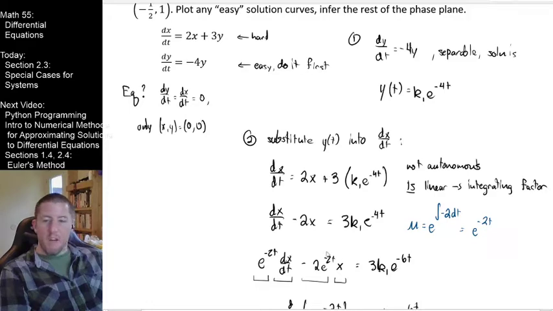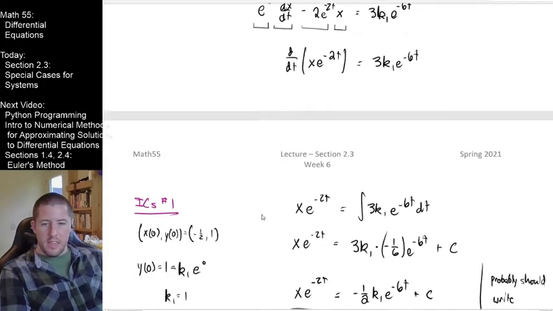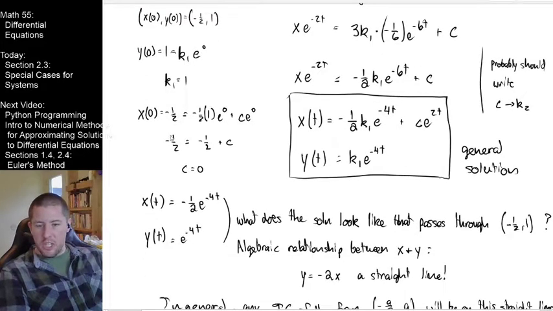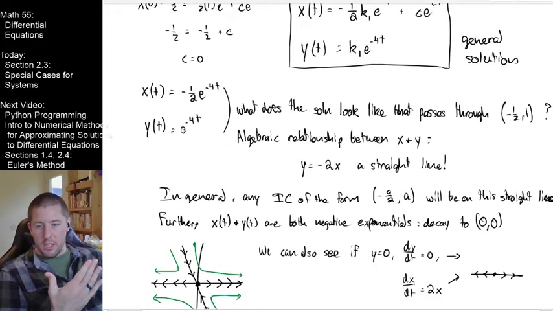You're always going to end up with solving a linear differential equation for your second solution right there, getting our general solution with two unknown parameters. If I was being smart, I would have called them K1 and K2. Given any initial condition, we can identify what the curve looked like.